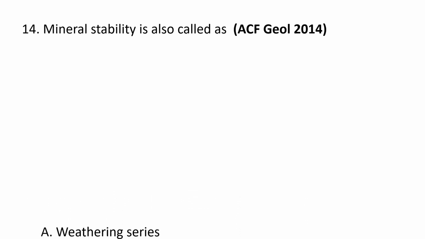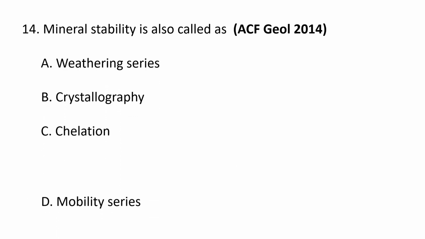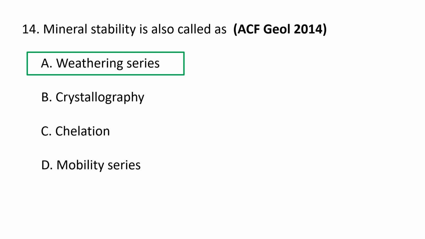Next question. Mineral stability is also called as A. Weathering series, B. Crystallography, C. Chelation, and D. Mobility series. Mineral stability series is also called a weathering series. It was proposed by Goldich, and so this is also called a weathering series.